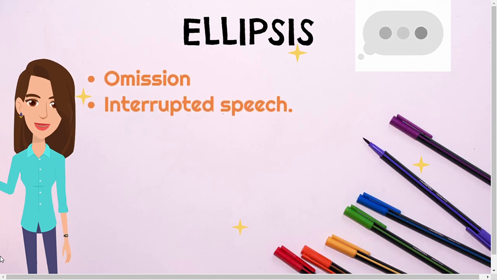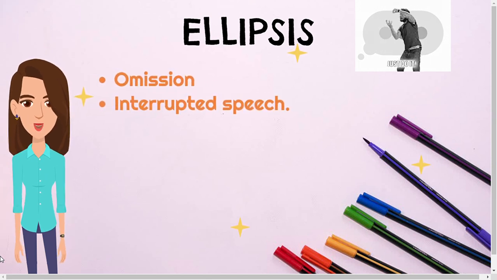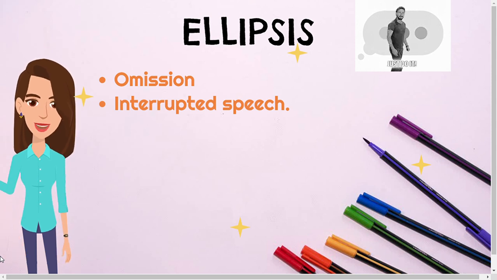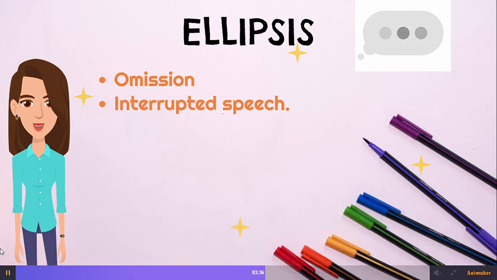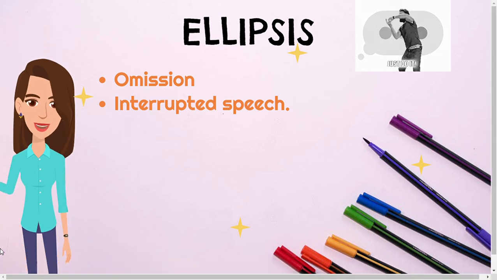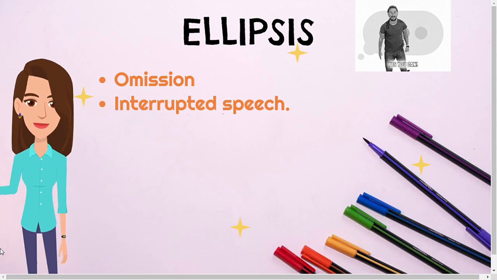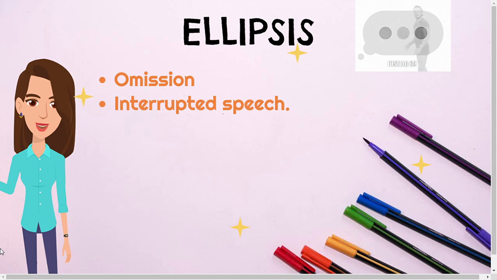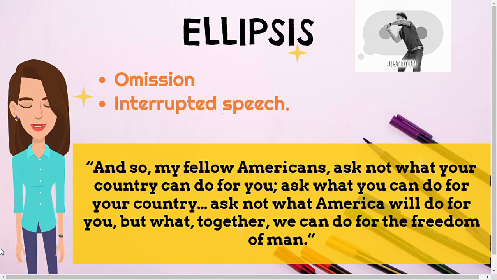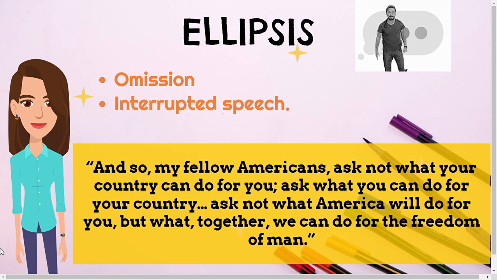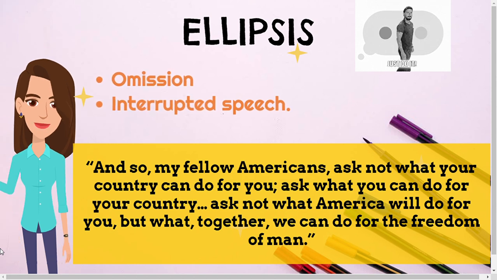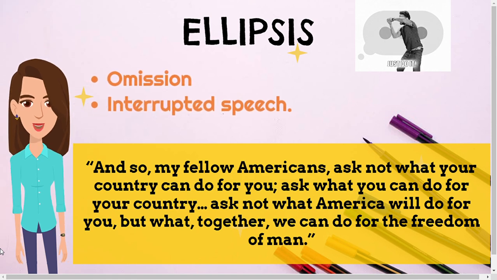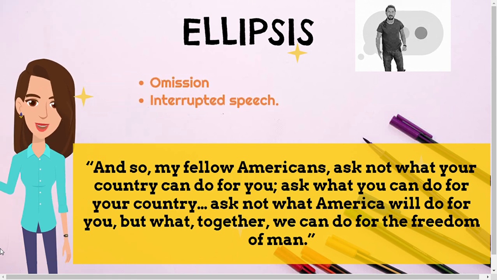Ellipses. They are used to indicate omission or an interrupted speech. For example, if you're quoting a long speech, but just want to highlight an important idea and not the entire text, you use the ellipses to indicate where you've shortened the words or sentences. We can use the ellipses to focus on the idea we want to share and indicate that there are some omissions. Let's see an example. "And so, my fellow Americans, ask not what your country can do for you. Ask what you can do for your country. Ask not what America will do for you, but what, together, we can do for the freedom of man."